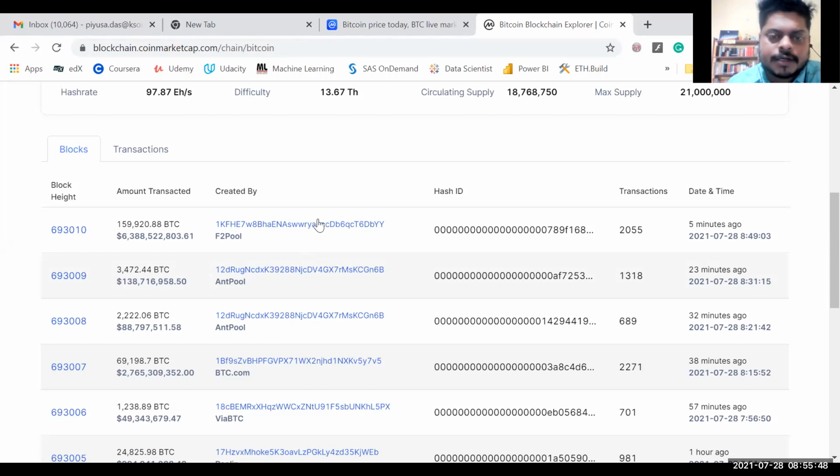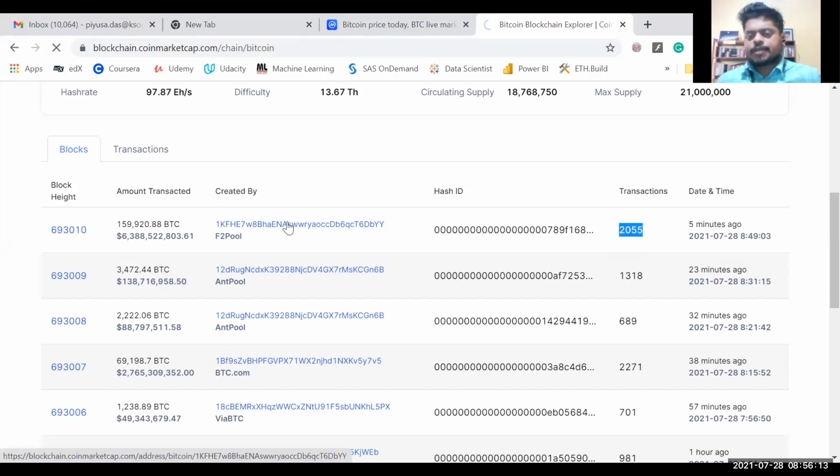So if I click here right now, what is F2Pool and all those things, we'll discuss later on. Those are blockchain miners. If I just click here, it is taking a certain time. Just see how many transactions have happened in that block, 2055 transactions. So what do you mean by a transaction?